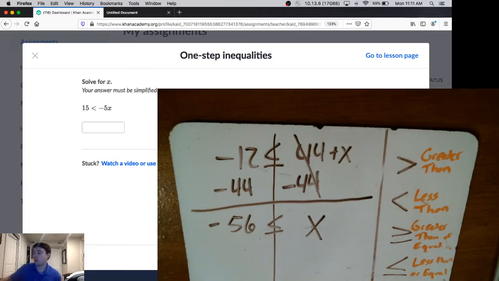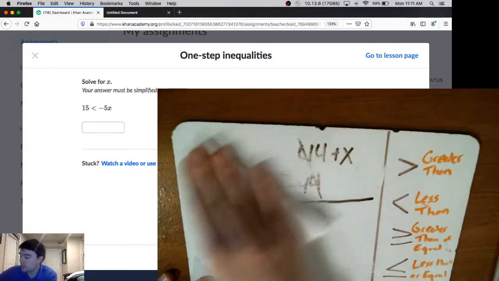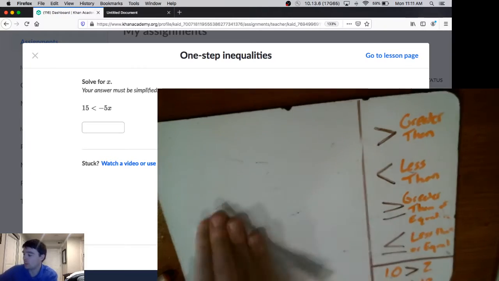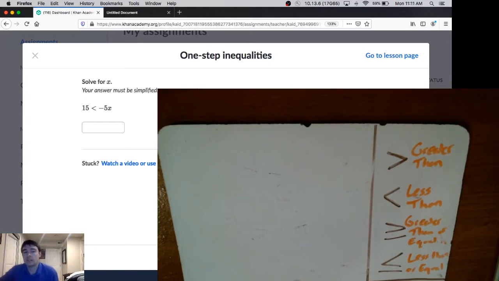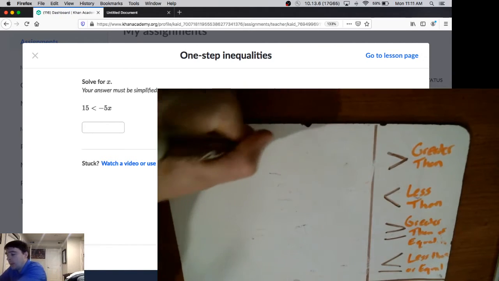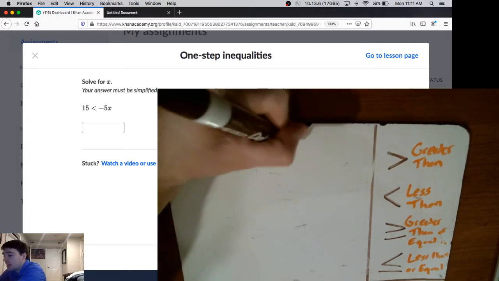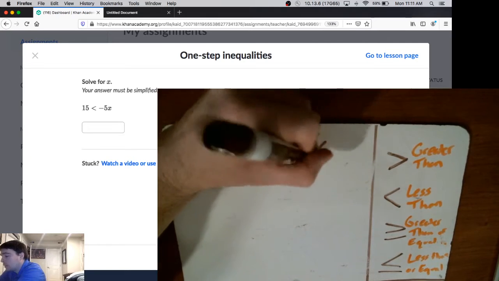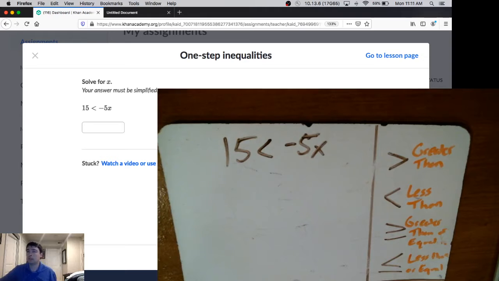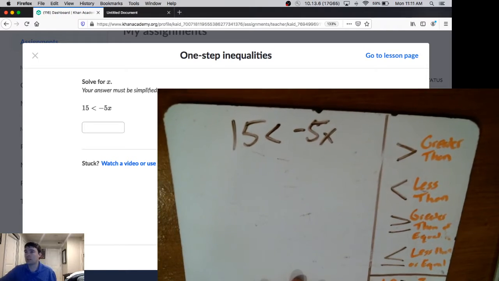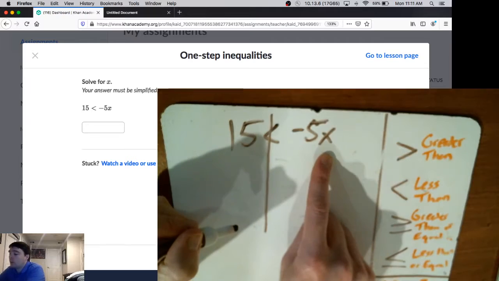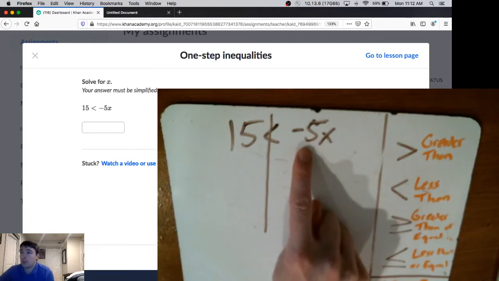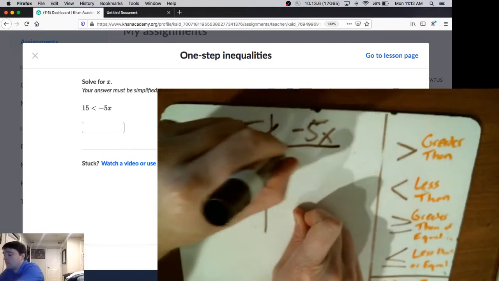Okay, our next question. And this is the one example where inequalities are going to get a little bit tricky. It says 15 is less than negative 5 multiplied with x. And the first thing we want to recognize here, we want to isolate x. We want to get x all by itself. So I'm going to do the opposite of multiplying by negative 5, which is to divide by negative 5.